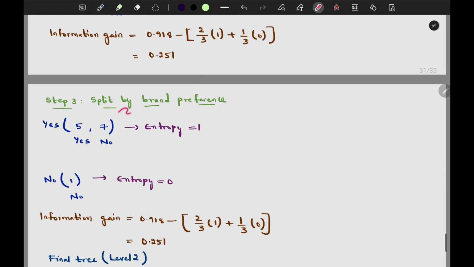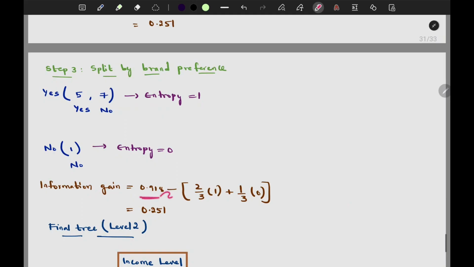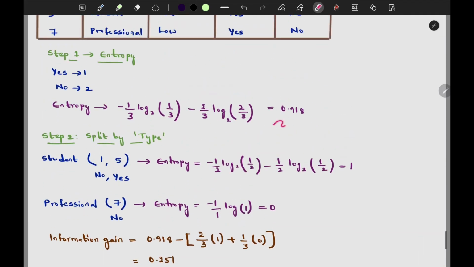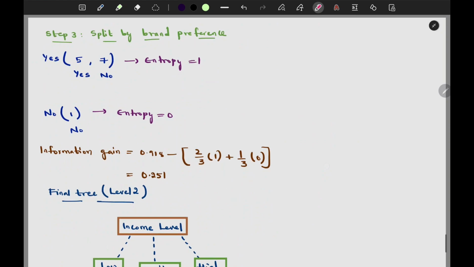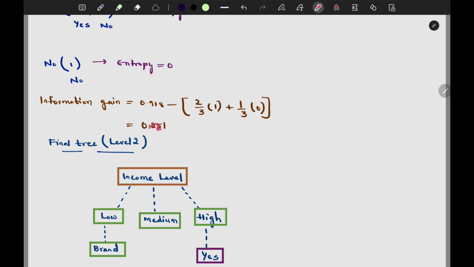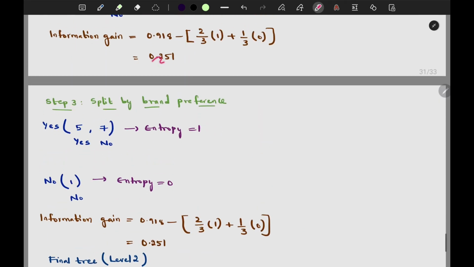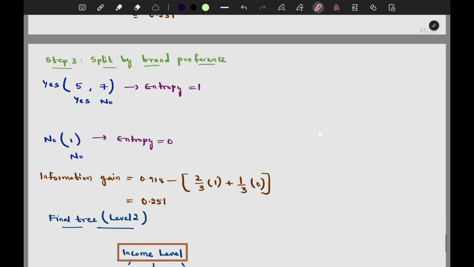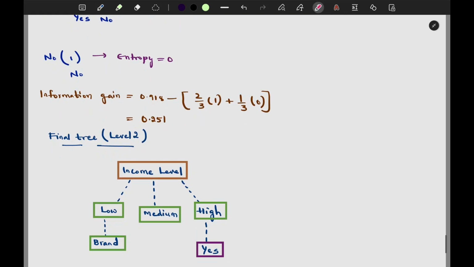And while coming to the split by brand preference, yes or no, this is my entropy. I just wrote it directly because I'm having equal yes and no, so my entropy will be 1, and here there is only one no classification, so my entropy will be 0. So here also information gain. From this particular data set, the first one is income level 0.918, and I also subtracted the brand preference, which will give 0.251. Here the information gain is 0.251 and here also the information gain is 0.251. If you ever get the same values of information gain, you can take any one of the features. But here I took brand preference.